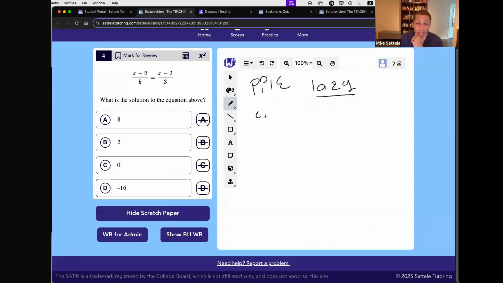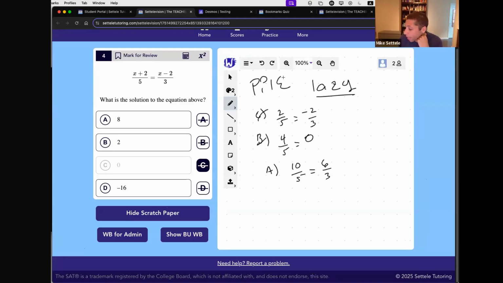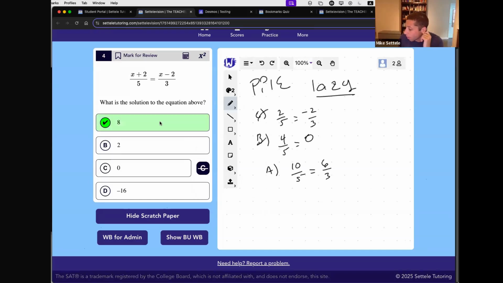So what happens? In my head, I can just do 0 plus 2 is 2 over 5, and negative 2 over 3? No, right? Those aren't equal to each other. Ugh, I need to make this pen so I can cross. So that's gone, right? And then laziness again, I'm going to the 2, but right away I'm like, okay, that's 4 over 5, and 2 minus 2 is 0, so that doesn't work. And then I want to avoid a negative if I can, so 10 over 5 equals 8 minus 2 is 6 over 3. 10 over 5, 6 over 3. In both cases, we're getting choice A working. That's both a 2. So there you go.